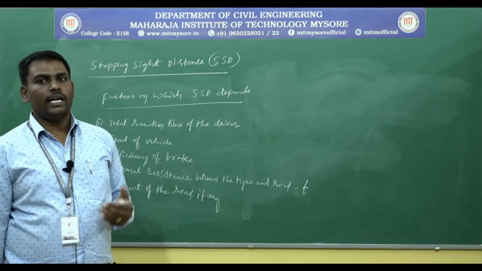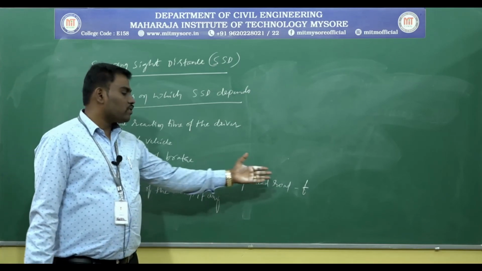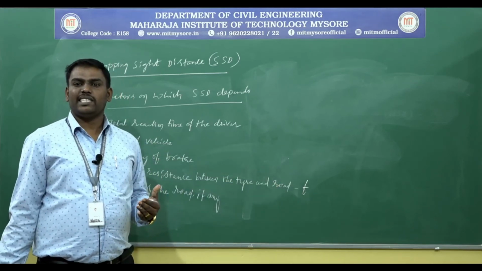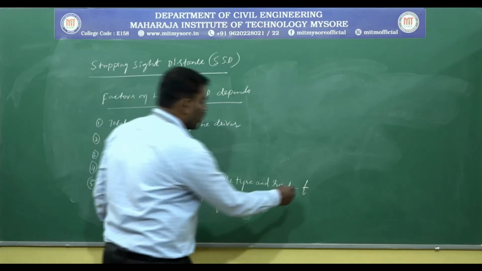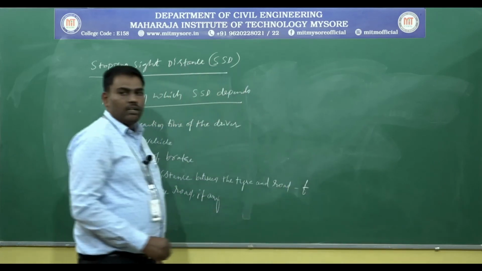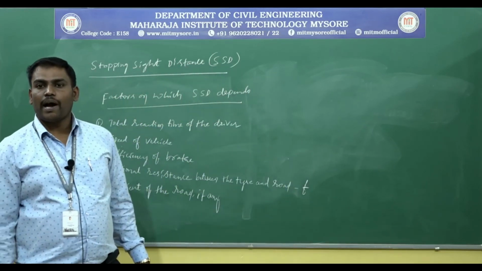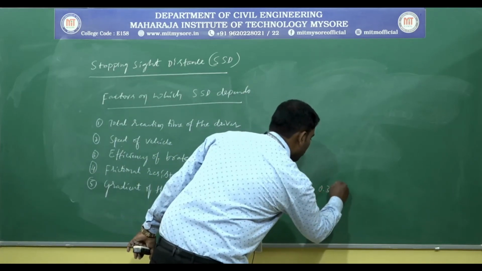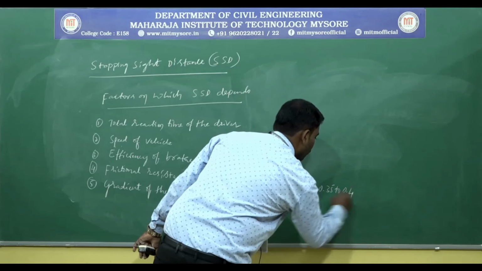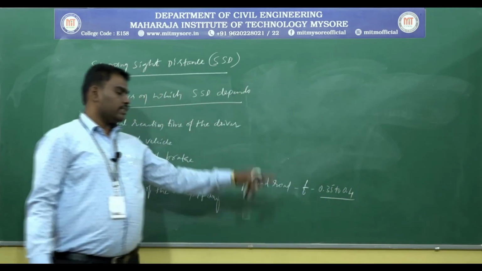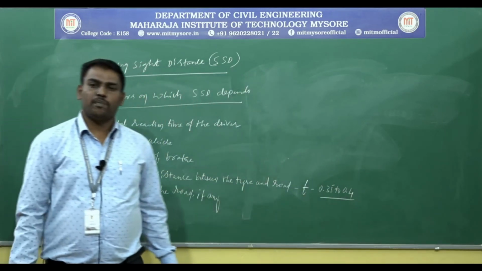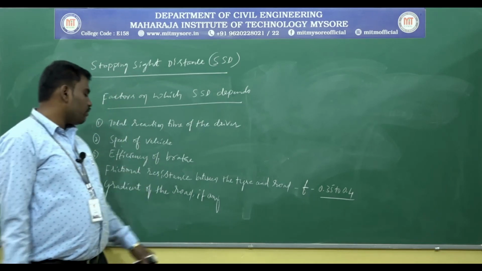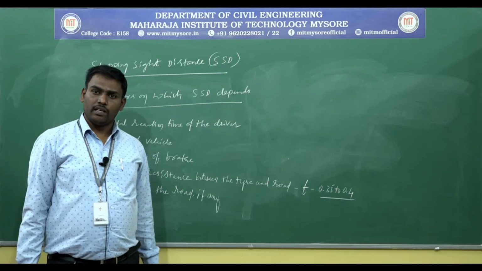Is it clear? And for the calculation of stopping sight distance, Indian Roads Congress has specified the values of coefficient of friction F from 0.35 to 0.4. Okay, and that depends on design speed. Is it clear? Next, gradient of the road, if any.